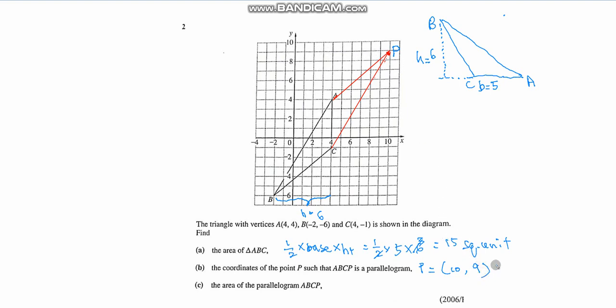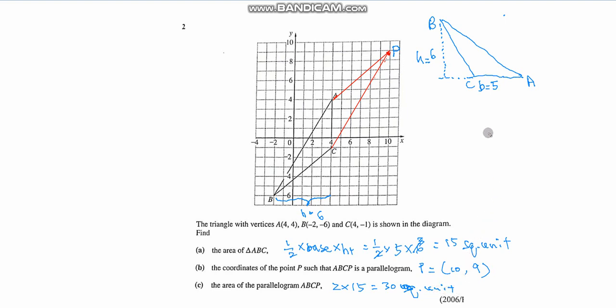Okay, so find the area of the parallelogram. It's very simple because ABC and APC are equal in area. So the area of the parallelogram is basically the area of ABC times 2. 2 times 15 gives you 30 square units.